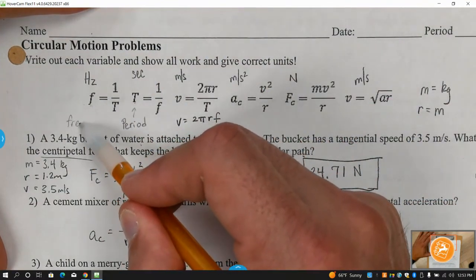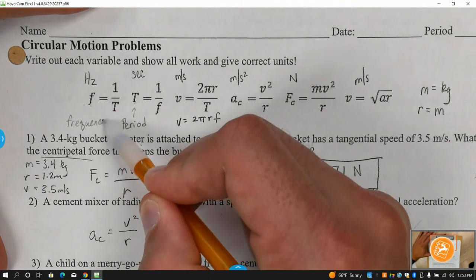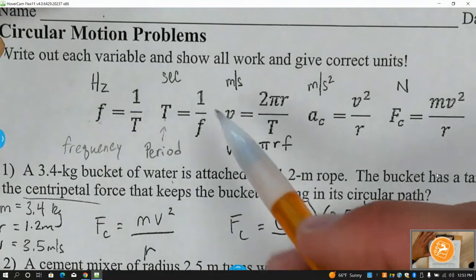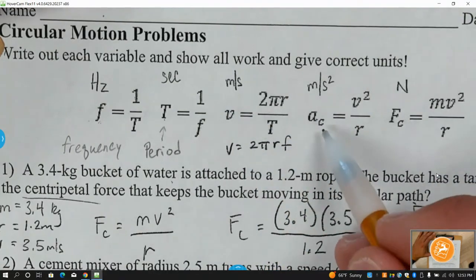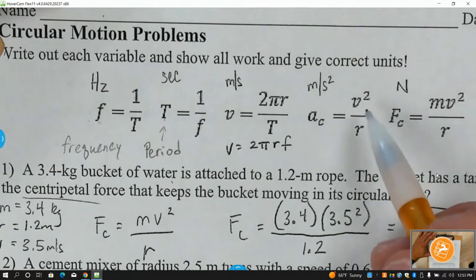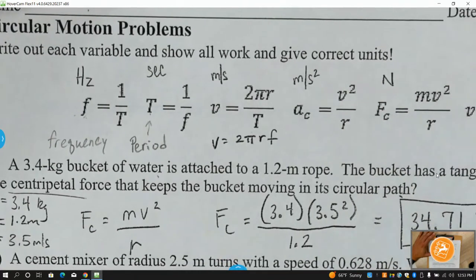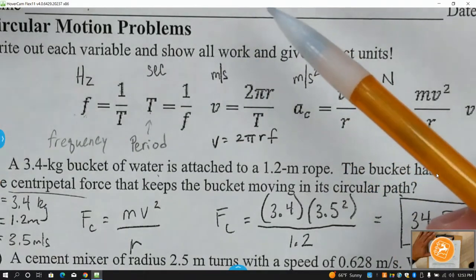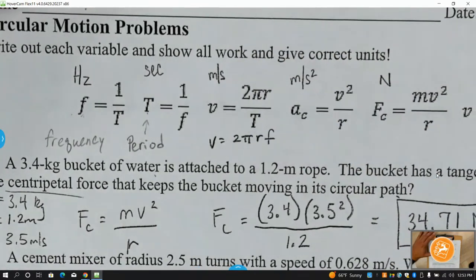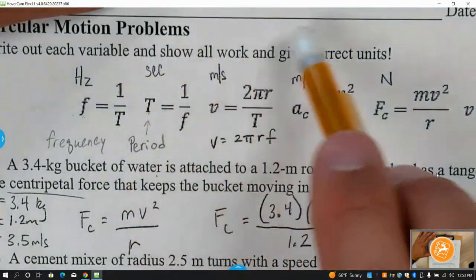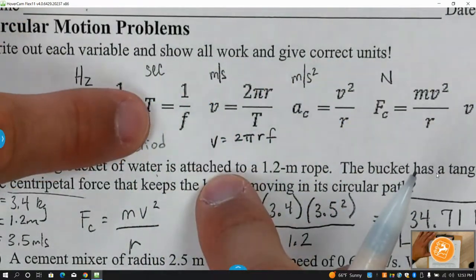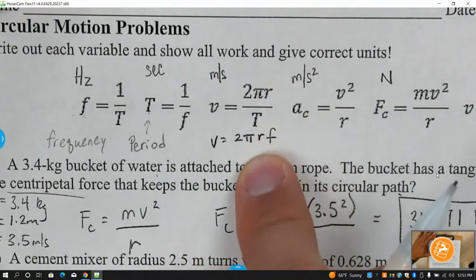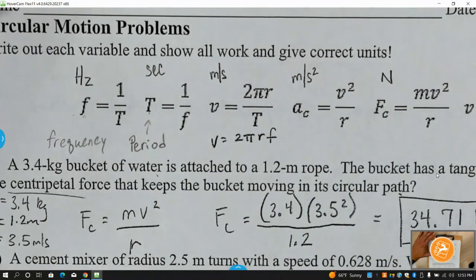F is frequency. Velocity, tangential velocity, linear velocity, or speed. Centripetal acceleration. Centripetal force. So again, some people were losing points on this assignment because they were not labeling. They said I didn't know. Guys, these are on your paper. Frequency is hertz, period seconds, velocity meters per second, acceleration meters per second squared, force the Newton.